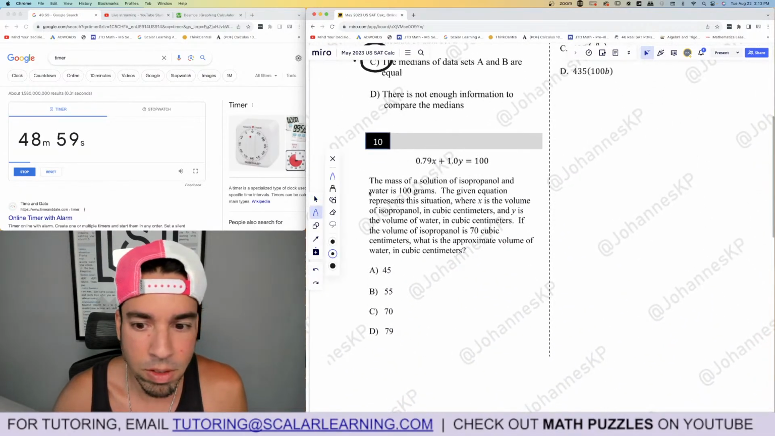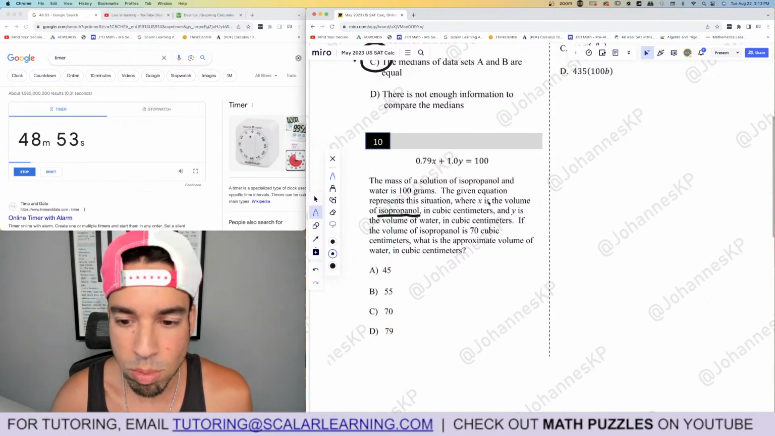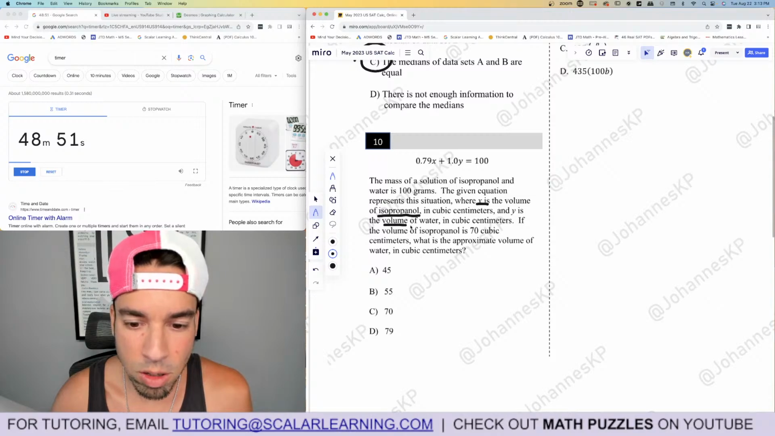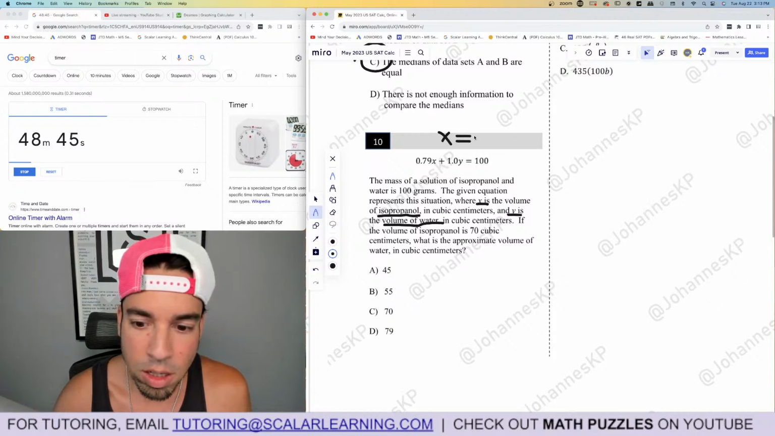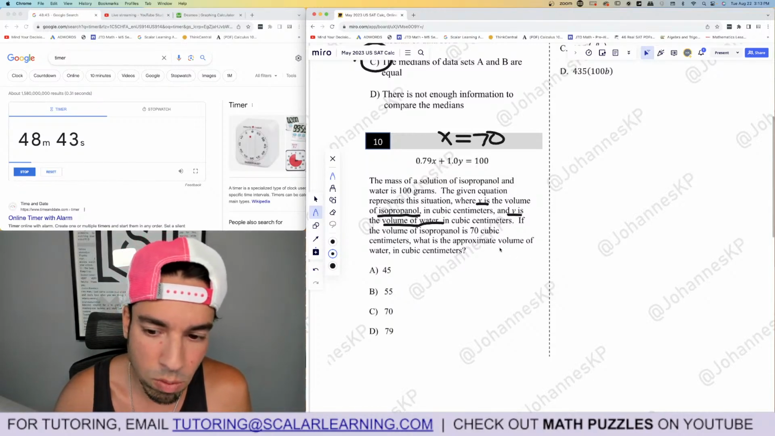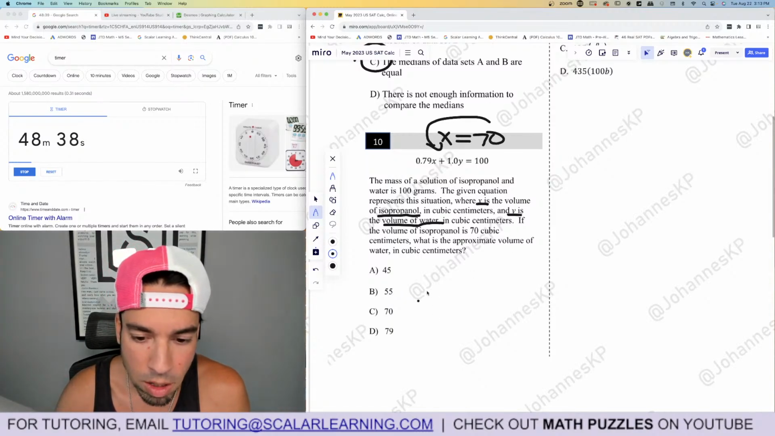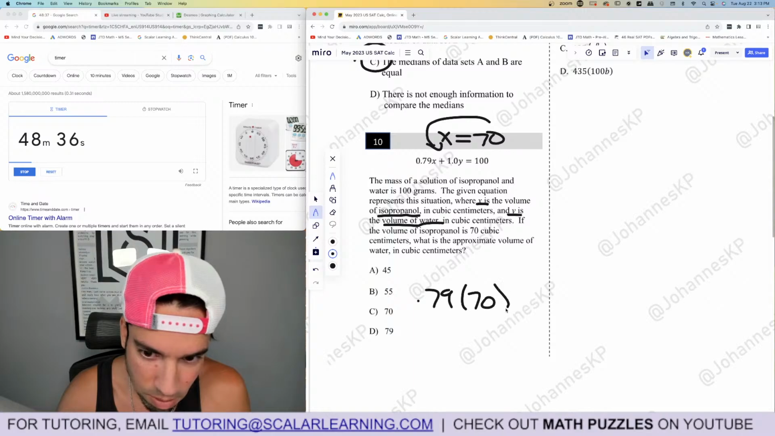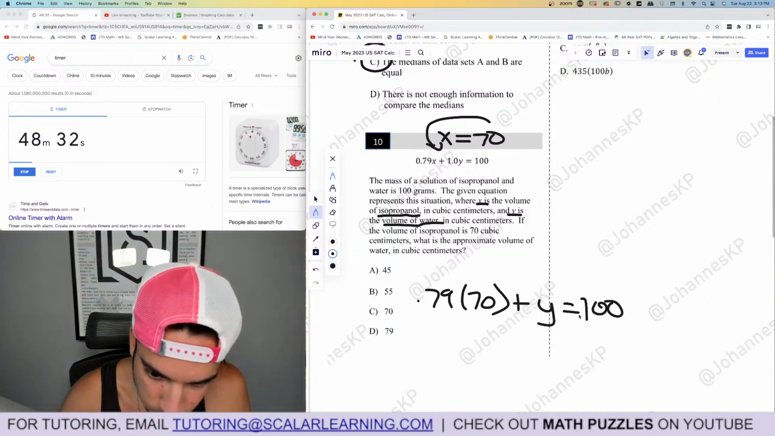The mass of a solution of isopropanol and water is this. The given equation represents where X is the volume of isopropanol and Y is the volume of water. The volume of isopropanol is 70. That's X. What is the approximate value of water? So this is a plug and chug situation. Plugging in 70 and then solving for Y. So 0.79 times 70 plus Y, because 1 times Y is just Y, equals 100.